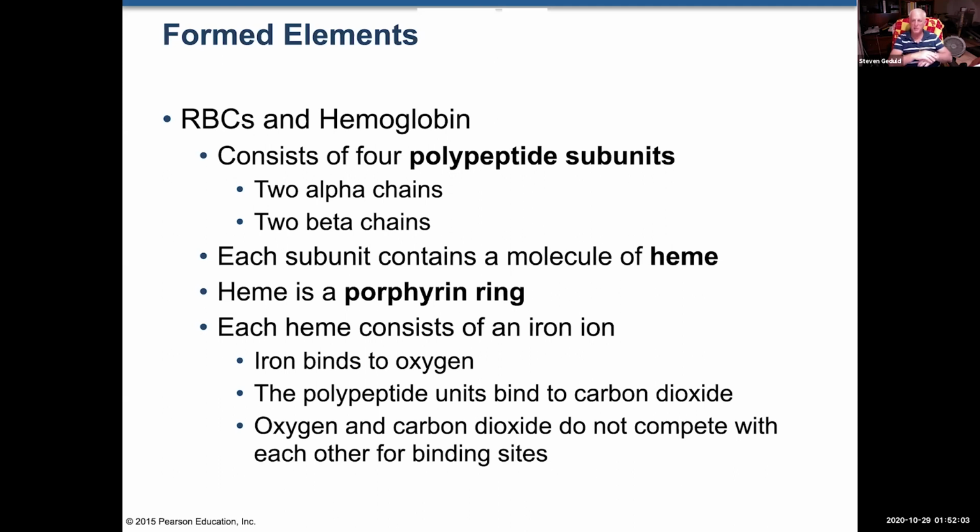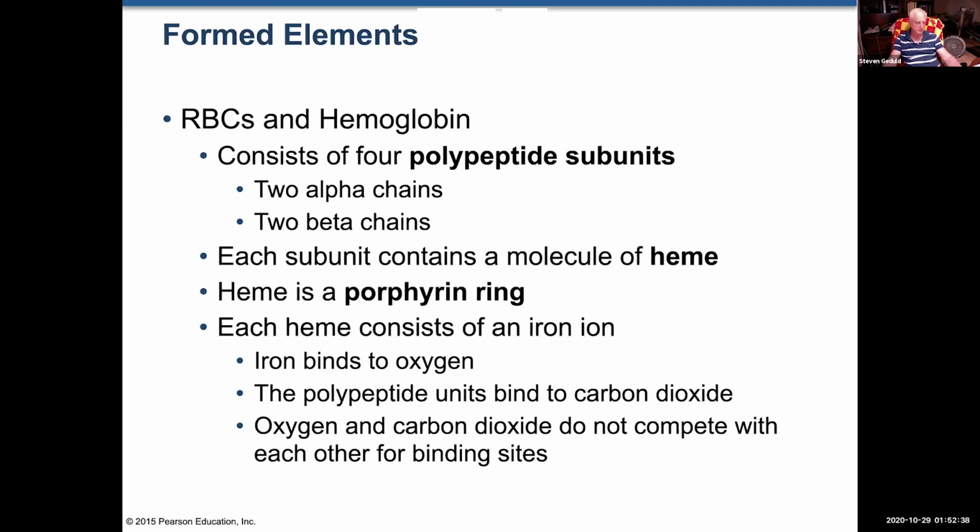So iron binds to oxygen. So people that are anemic, can't get enough oxygen, can sometimes be iron deficient. Iron deficiency is a form of anemia because if you don't have the iron, you can't bind the oxygen to it. You can't form porphyrin rings, you can't form your structures. Okay. So the polypeptide unit binds the CO2, like we said. The iron binds your oxygen. The polypeptide subunits bind the carbon dioxide. Oxygen and carbon dioxide do not compete with each other for the binding sites, which makes it effective at transporting oxygen and CO2 at the same time.